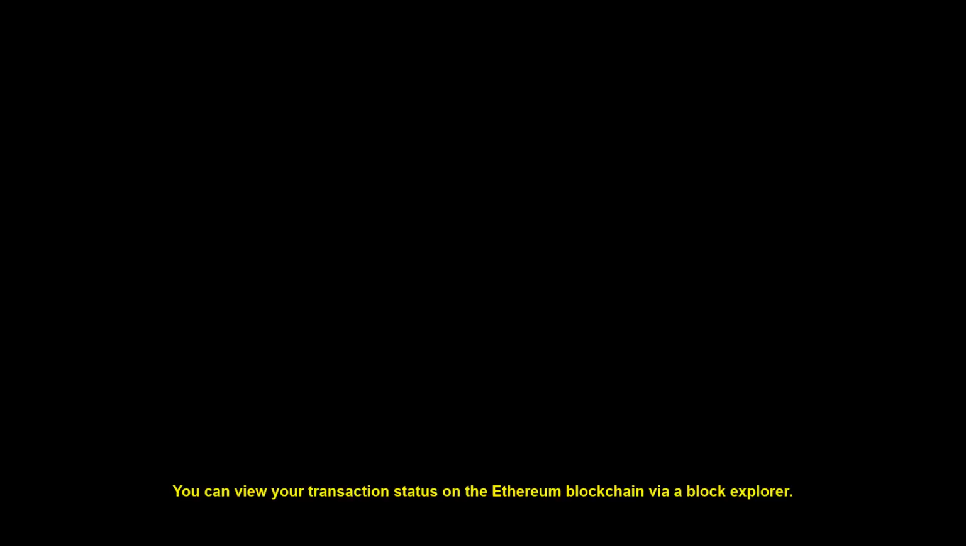You can view your transaction status on the Ethereum blockchain via a block explorer. Once confirmed, you will see the new tokens in your MetaMask wallet. Congratulations, you have successfully authenticated and completed a swap on SushiSwap.